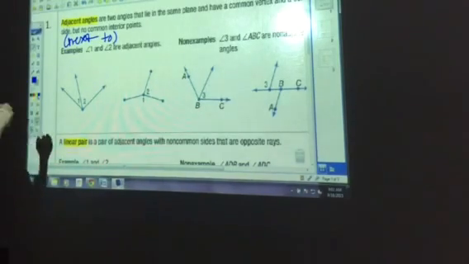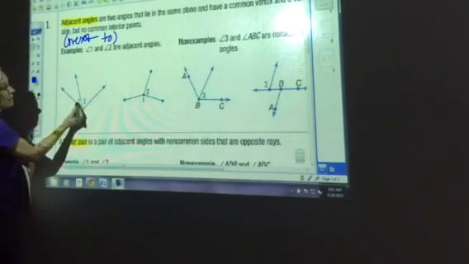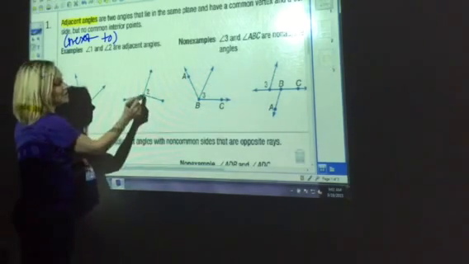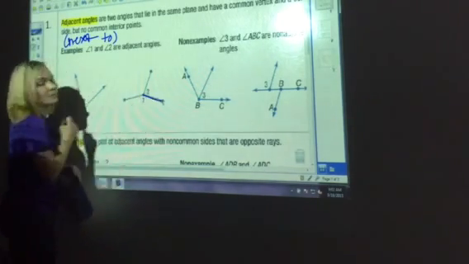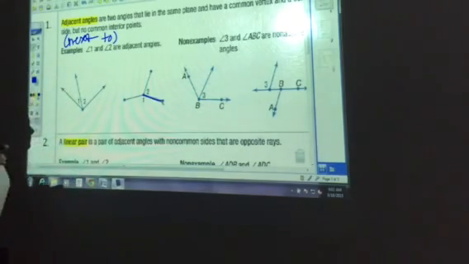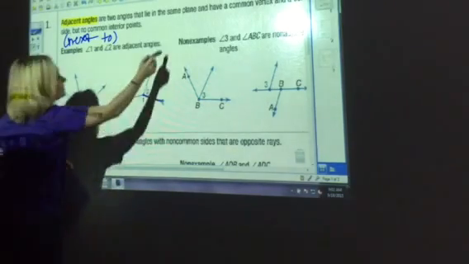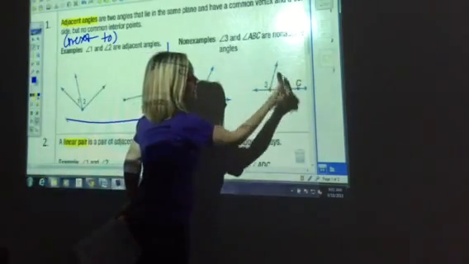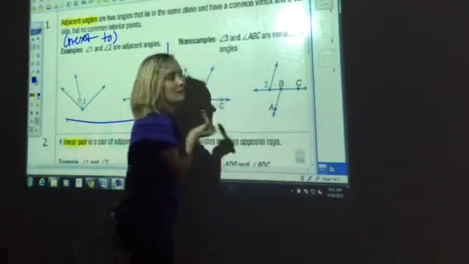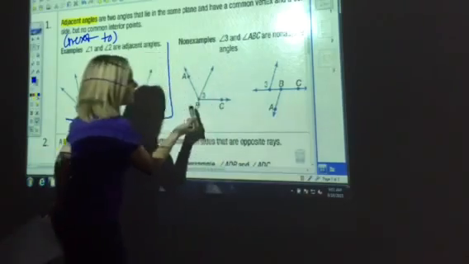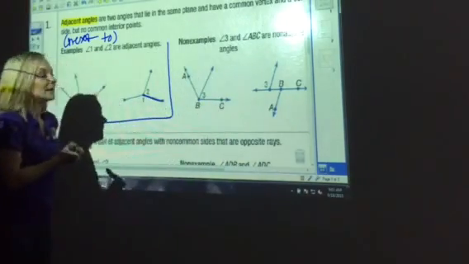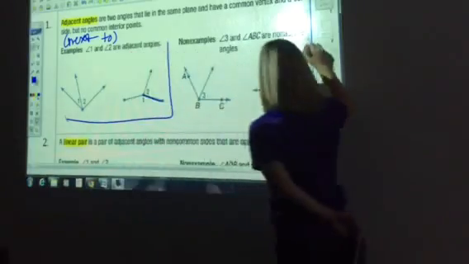together. So notice right here, angle 1 and angle 2 would be said to be adjacent angles. And same here, they share a common vertex and common side, but no common interior points. So here would be your examples. Notice right here, angle 3 and this great big angle would not be adjacent angles.